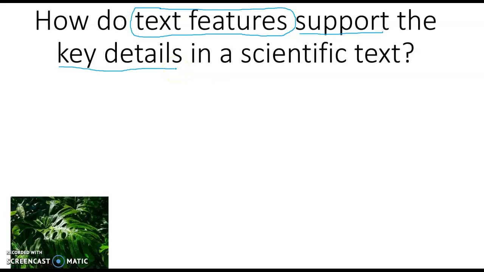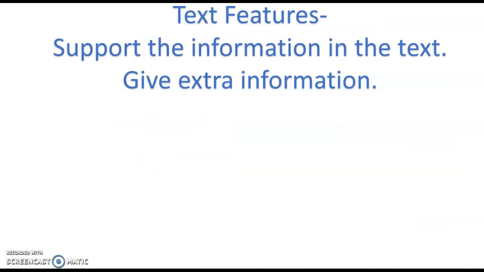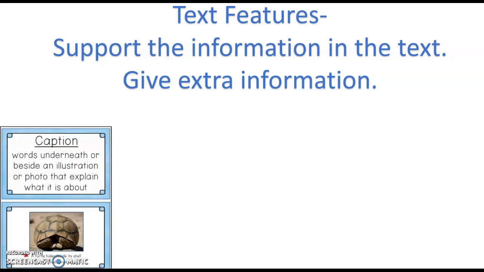Now we know that text features give us more information about the text. So they're extra features that tell us more about the topic of the text. And of course, you remember, a scientific text teaches us about a scientific topic. So again, text features support the information in the text. They give us extra information. We talked about captions last week. Now, captions are words under or beside an illustration or a photo that explain what we're looking at.